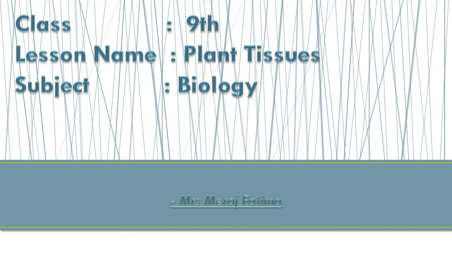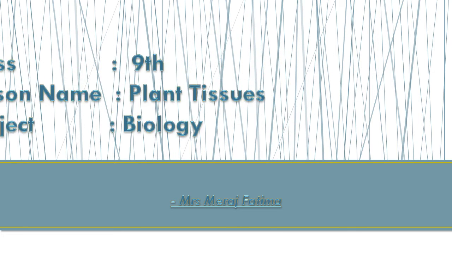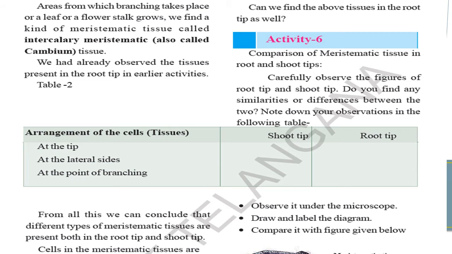Ninth class children, we started our lesson, isn't it? Second lesson, plant tissues. Introduction: we have finished a little about tissues. The branching that takes place from the flower stalk grows, and we find a kind of meristematic tissue called intercalary meristematic, also called cambium tissue.